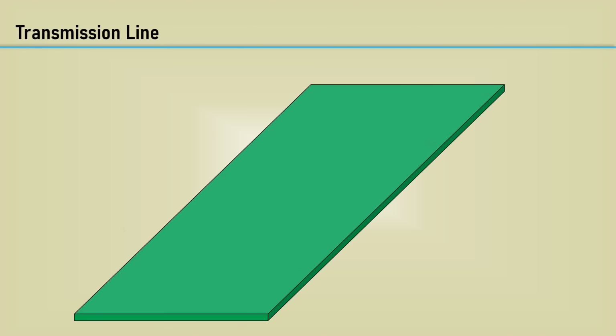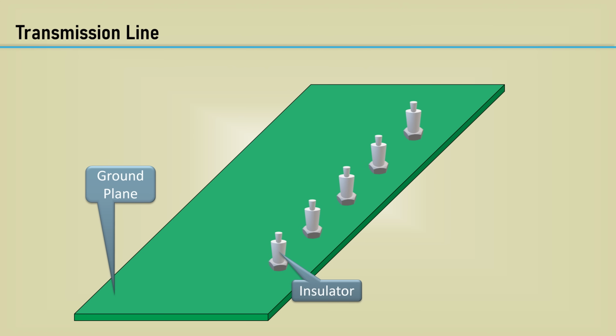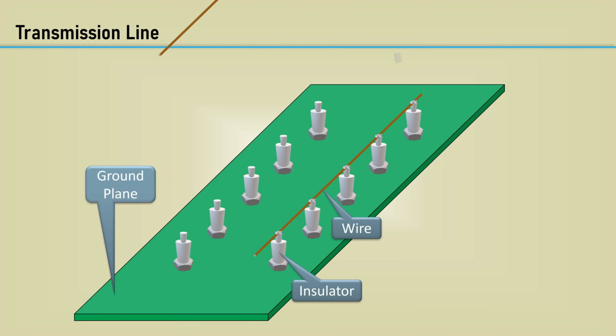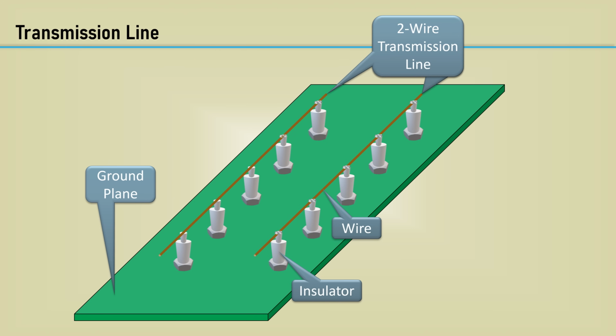Let's start with a ground plane, now putting down some insulators. Then a wire connected to a row of insulators. Then put down another row of insulators and another wire. I believe we can all realize a 2-wire transmission line with an insulator between the wires and the ground plane. We can add as many insulators along the wires as we want, and it is still a valid transmission line.